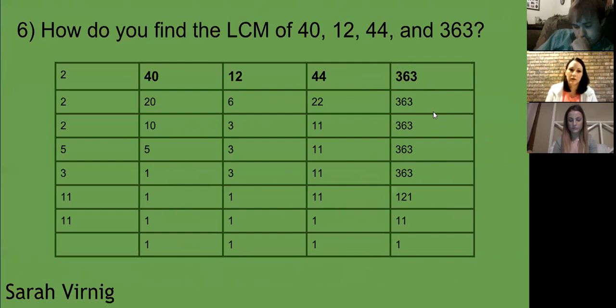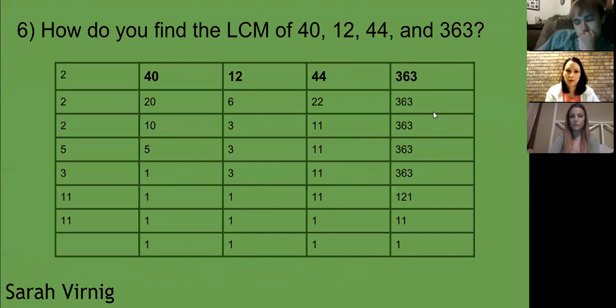So 40 divided by 2 is 20, 12 divided by 2 is 6, 44 divided by 2 is 22, and 363 cannot be divided by 2, so you just carry that number down. Anytime you have a number that is not divisible by the number you are using, you just carry that number straight down. So then we just continue on. 20 divided by 2 is 10, 6 divided by 2 is 3, 22 divided by 2 is 11, and again we carry down the 363.